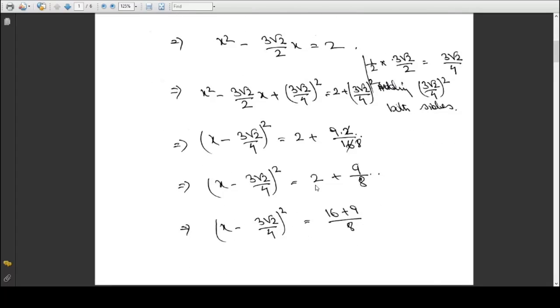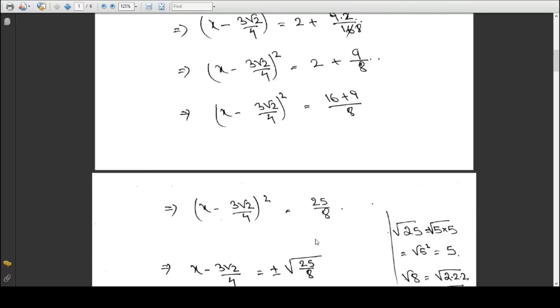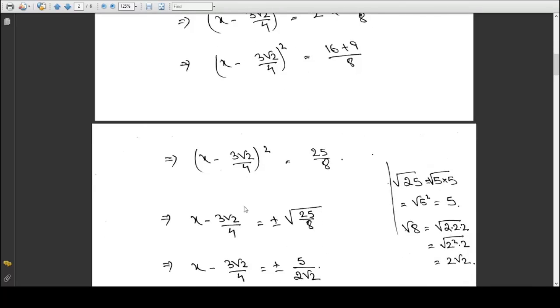The right side you have to take the LCM of 2 below 2 is 1, 1 and 8, the LCM is 8. 8 divided by the denominator 1 is 8, 8 multiplied by 2 is 16, and here 8 divided by 8 is 1, 1 multiplied by 9 is 9. That means 16 plus 9 is how much? 25 by 8. This is the right side. Now what will be the next step? The next step will be you have to take the square root on both sides, raising to the power of 1 by 2.